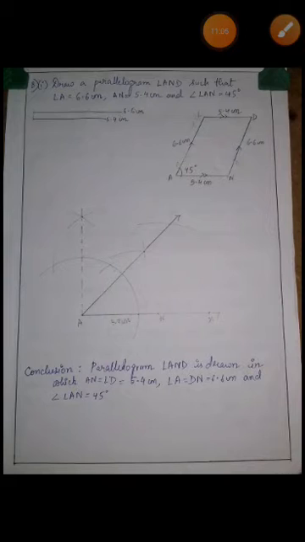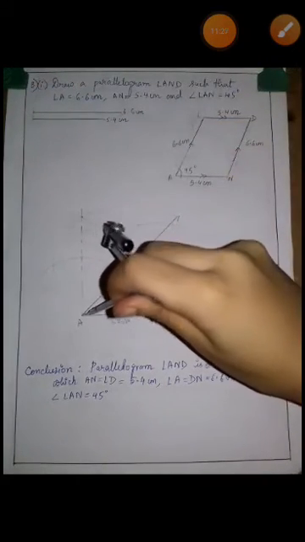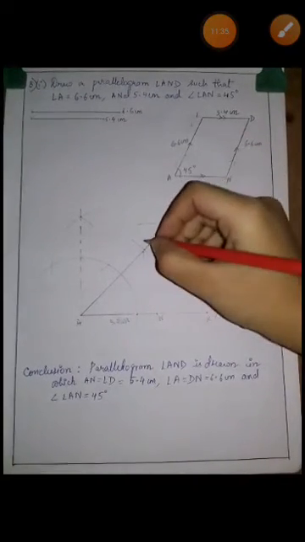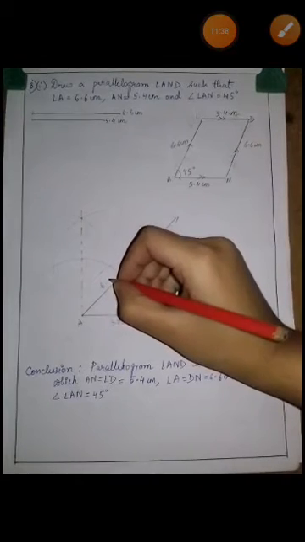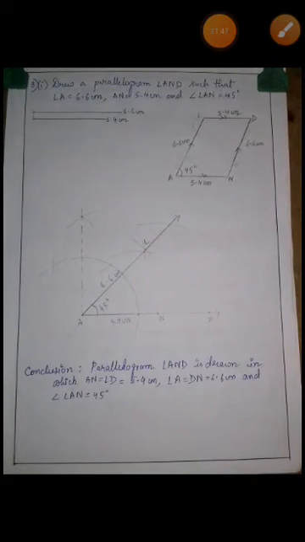Now look, this L point must lie on this line, but we have AL, that is LA, which is 6.6 centimeter. So you are going to take the measure 6.6 centimeter. Then place the pointer, cut like this. So you have got the point L. So you are going to mark 6.6 centimeter here and 45 degree here.